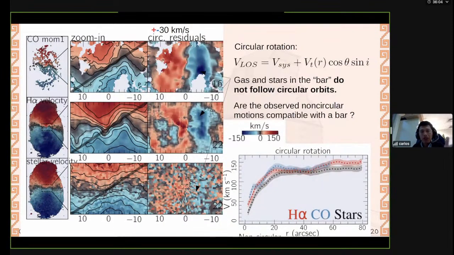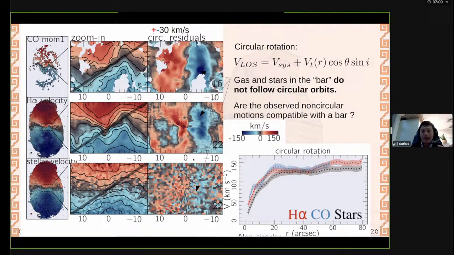So if we perform a circular rotation model in all these three velocity maps and we subtract it from the observed one, we obtain the residual velocities, which are observed here. In all these cases, we observe large non-circular motions of the order of 30 kilometers per second, right? So this is basically telling us that the velocity field in the inner region of this galaxy cannot be described by pure circular rotation due to the large non-circular velocities that we are observing. And these blueshifted and redshifted patterns are observed simultaneously in the stellar, H alpha and molecular gas.